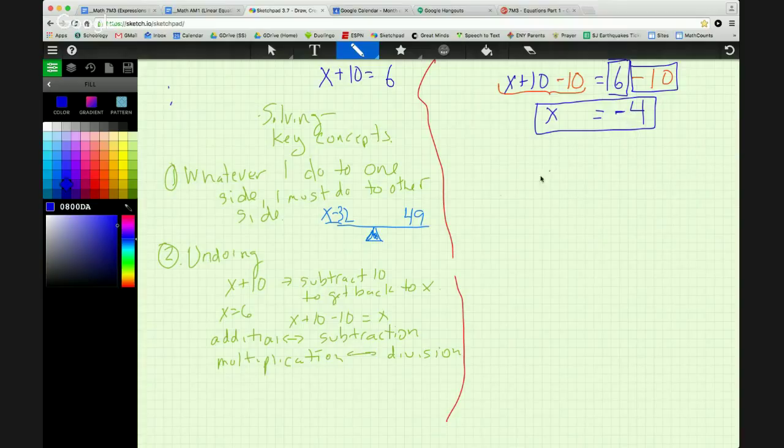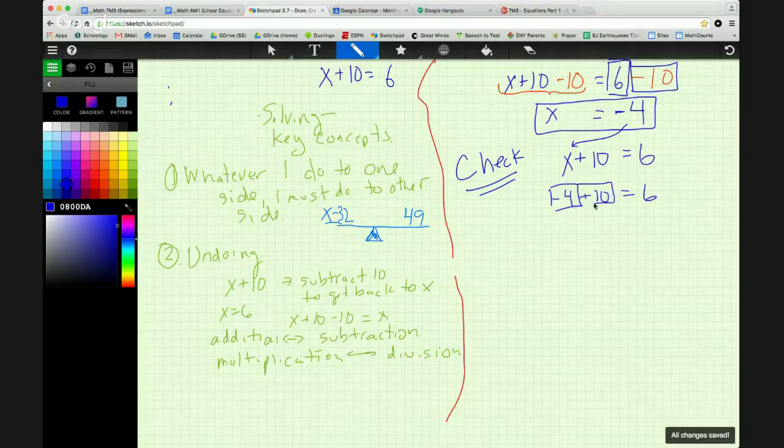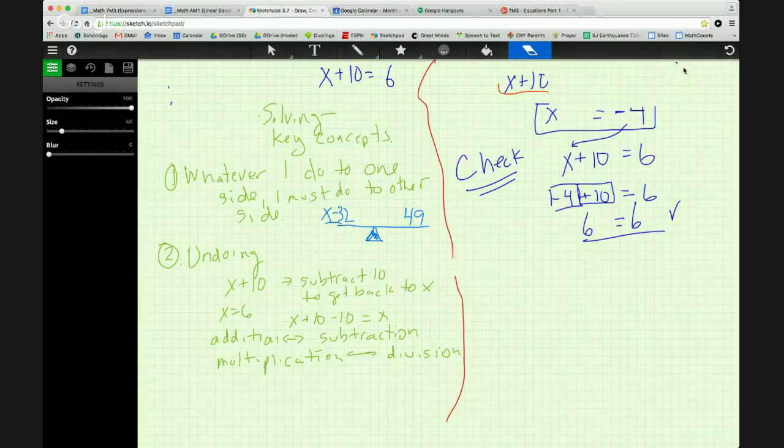So now that we have x equals negative 4, what do we do next? Okay, for those of you who said check your answer, you are right. So we'll take our negative 4 and plug it back into our original equation. X is negative 4, so we're going to put it in for x. Negative 4 plus 10 equals 6. Well, negative 4 and positive 10, that's a positive 6. That equals 6. That works. Check. Okay, good. Let's do one final problem.